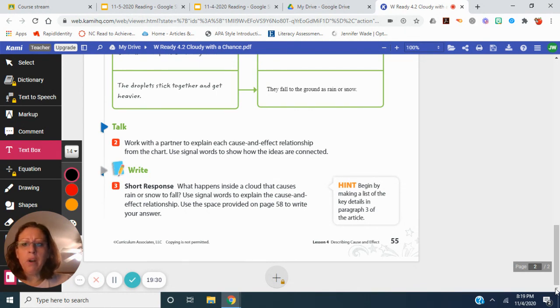If you can't remember all of our signal words, look back at the anchor chart, and I will post the anchor chart for you in the Google Classroom as well as the passage.